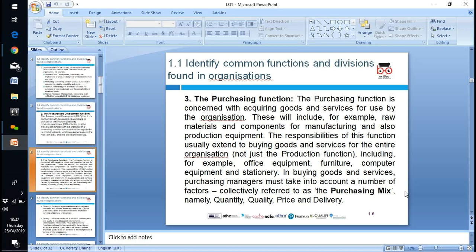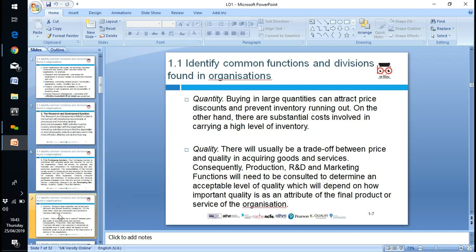Buying goods and services, purchasing managers must also take into account a number of factors collectively. The purchasing mix, namely quantity, quality, price and delivery. And this is where they do get into accounts and finance to some extent as well. So quantity is buying large quantities can attract price discounts, but it may be that there's substantial costs involved in carrying that stock. Okay?